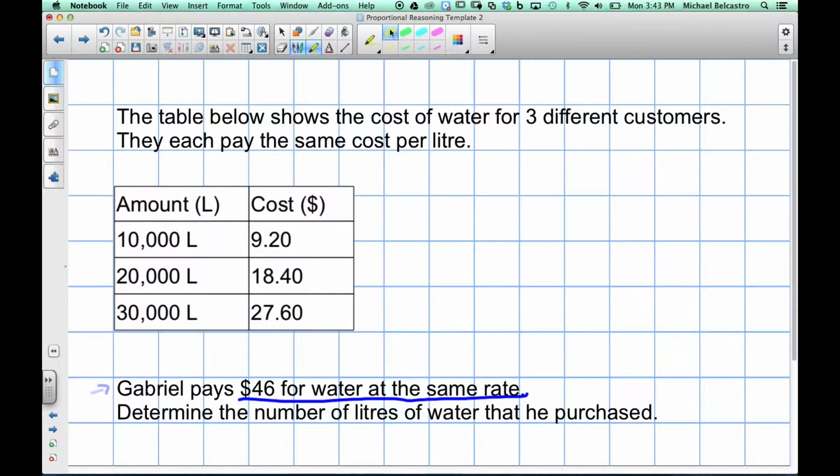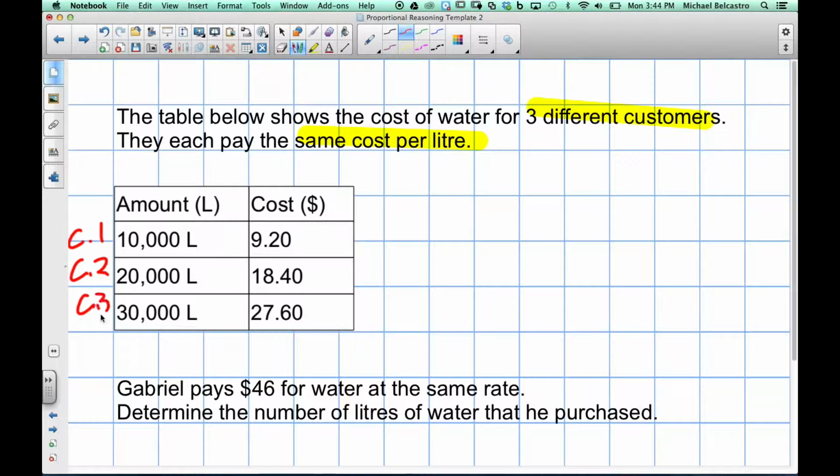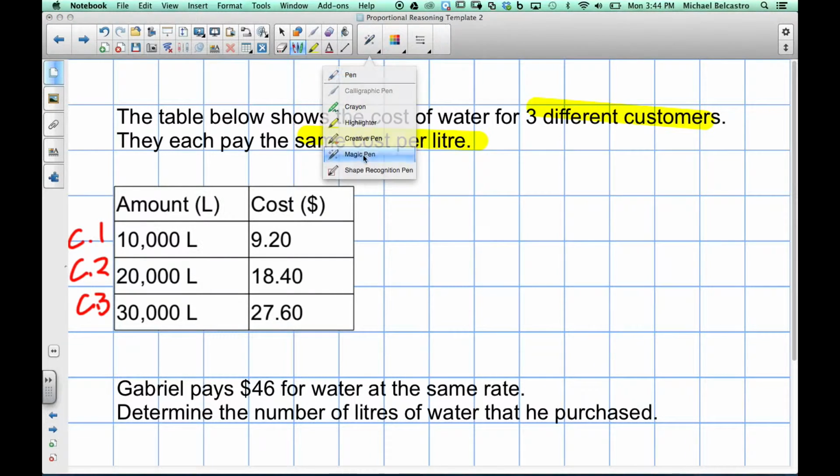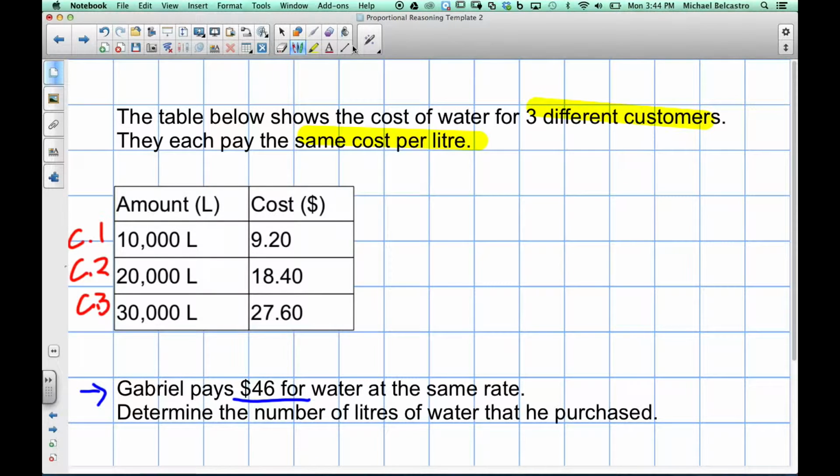So, important info. The table below shows the cost of water for 3 different customers. Each of these is a different customer, and they each pay the same cost per liter. So we know that the rate is the exact same. Here's our table. We'll call this customer 1, customer 2, and customer 3, all paying the same rate, and we'll check that. The question says Gabriel pays $46 for water. That's important. He pays $46 for water, and it's at the same rate. Determine the number of liters of water that he purchases.